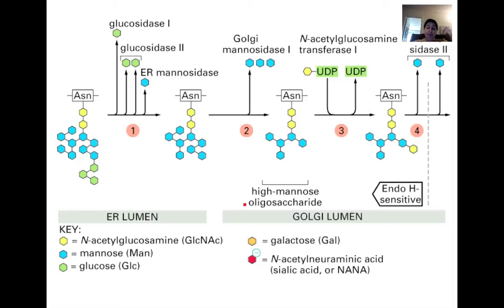Okay? You'll see that we add molecules that are called N-acetylglucosamine, N-acetylneuraminic acid. They're called GlcNAc and NANA. There's sialic acid that can be added, there's galactose that can be added, there's mannose that can be added, and there's glucose that can be added.